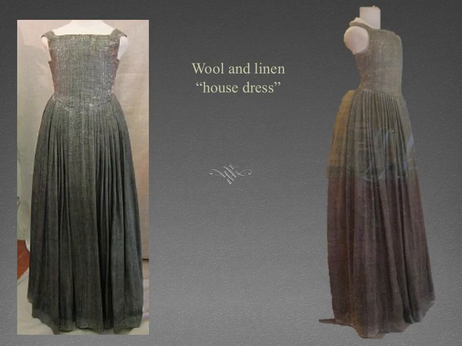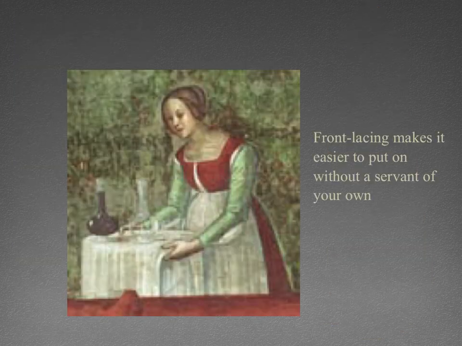And here is an example of a wool and linen house dress from the mid 1500s. And as I said, it's made out of wool and linen. You can see the back has been pieced together a little bit, and the front has been reserved for the best part of the fabric.